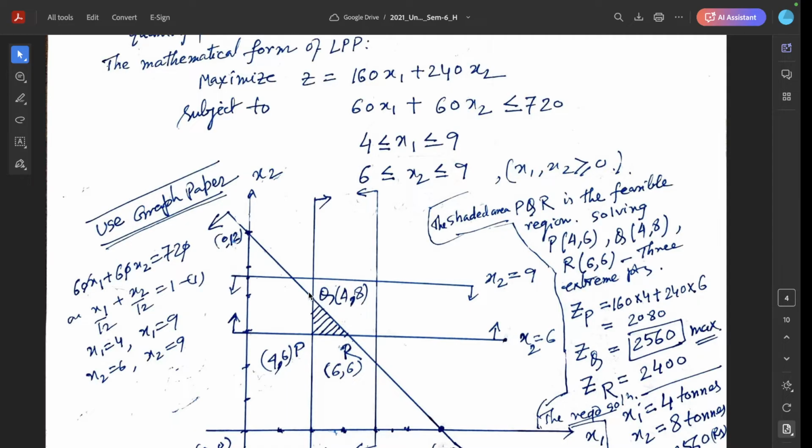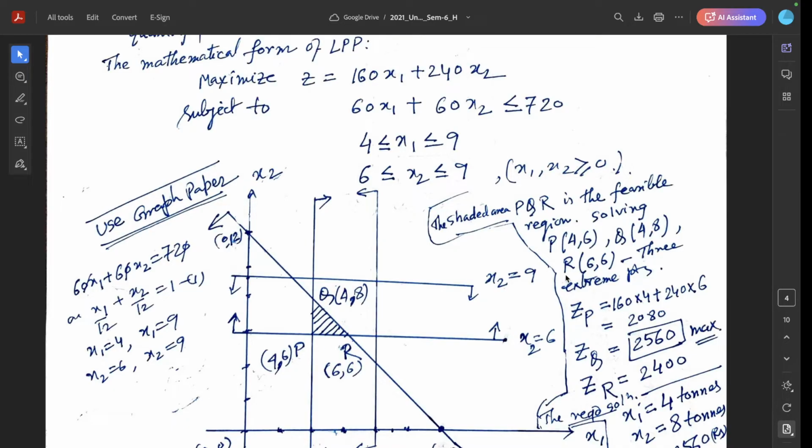The vertices of this region are P, Q and R. Solving this line and the line x equals 6, we get P as (6, 6), and solving this line and this line, we get Q as (4, 8). Now we find the value of the objective function Z at these points P, Q, R.